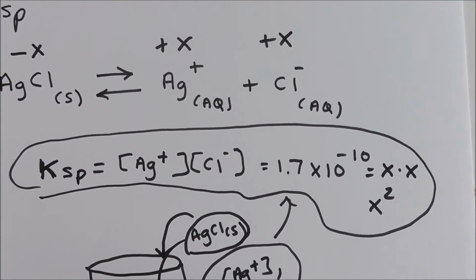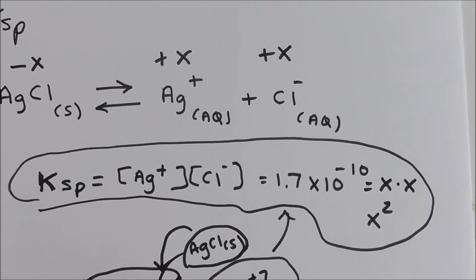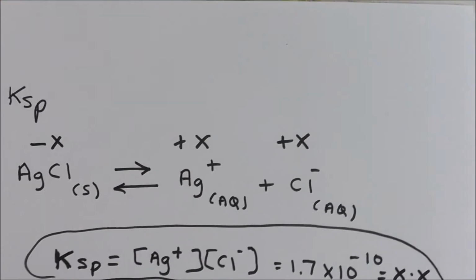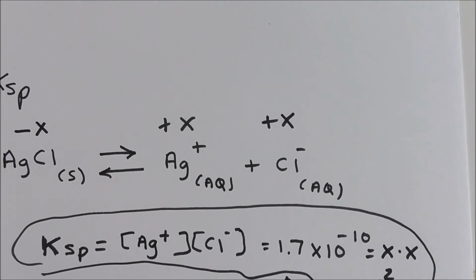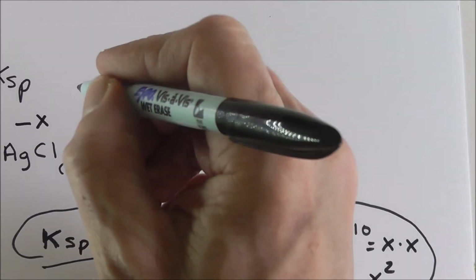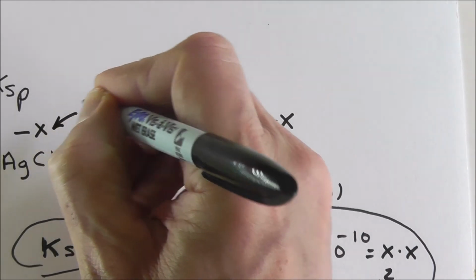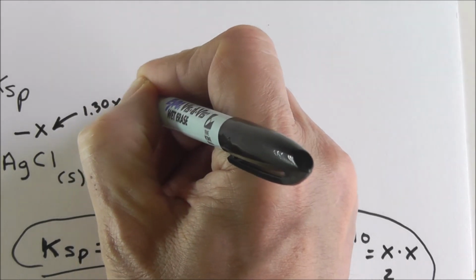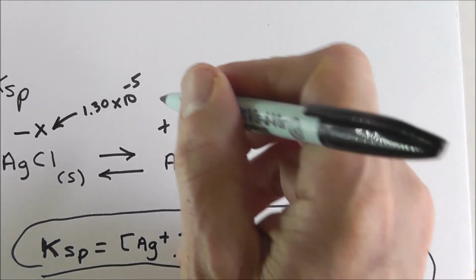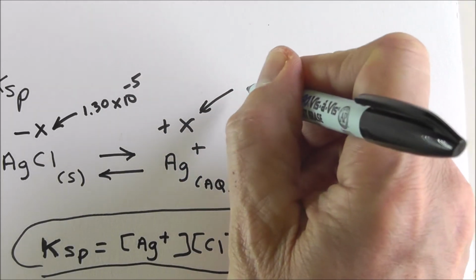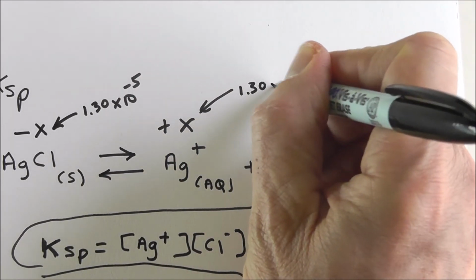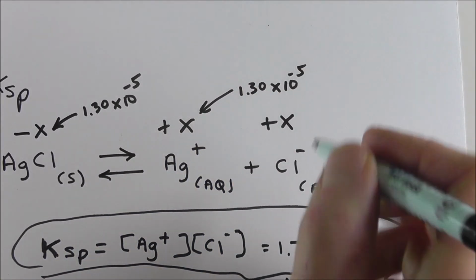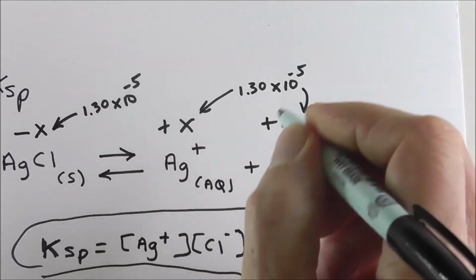All right, the square root of 1.7 times 10 to the minus 10 is 1.3 times 10 to the minus 5. And so that means that the number of moles per liter of this that dissolve is 1.30 times 10 to the minus 5. And the concentration of these are 1.30 times 10 to the minus 5.